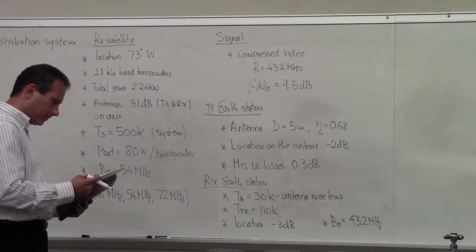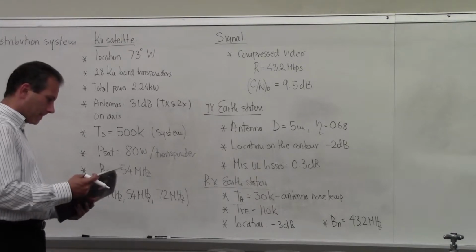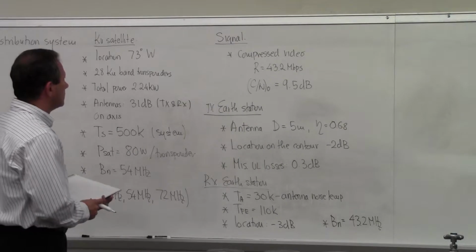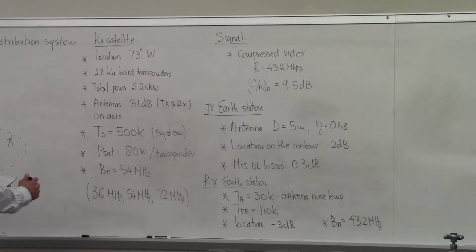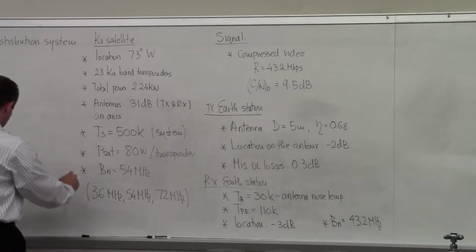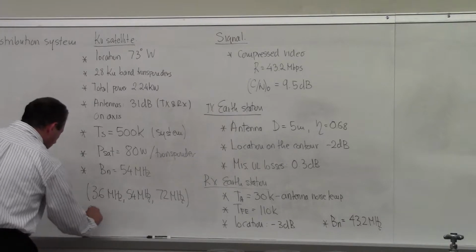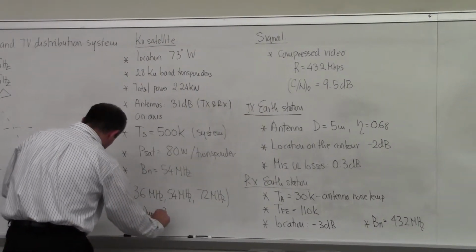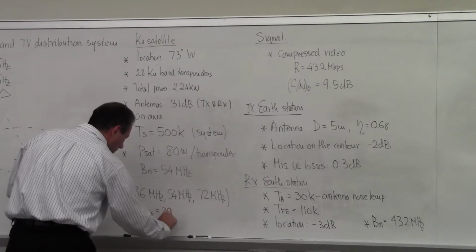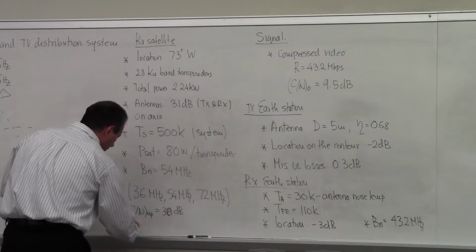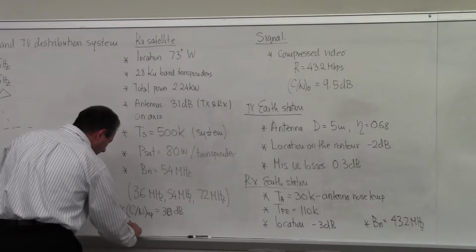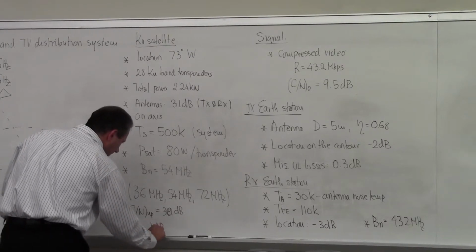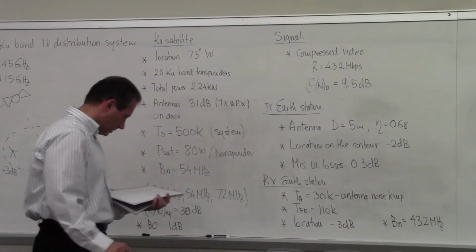So I have a whole bunch of other parameters. Let me just put it here for the satellite. C to N on the uplink is a 30 dB requirement, and back off on the power amplifier is 1 dB.